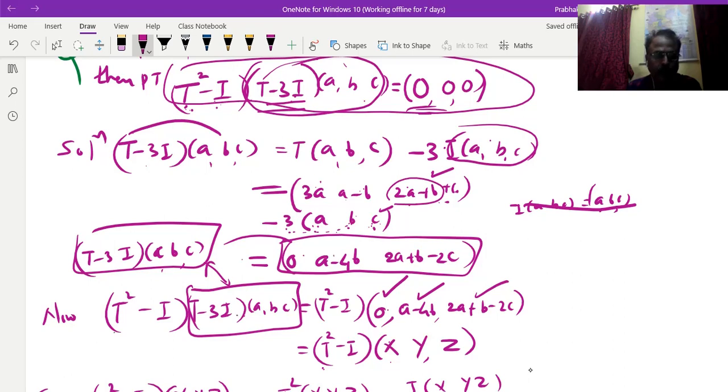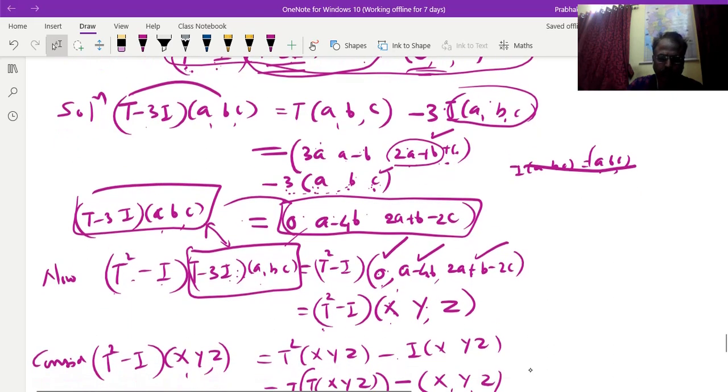So we have to find T square minus I on T minus 3 I on ABC. These two are same, so just keep this here in front of T square minus I. Keeping this here means this 0, a minus 4b, all this, so it becomes difficult to handle. So take the first component capital X, second component capital Y, third component capital Z. Then again apply T square minus I on it. It is very simple the first or second time; if you do it a third time, it becomes easy.